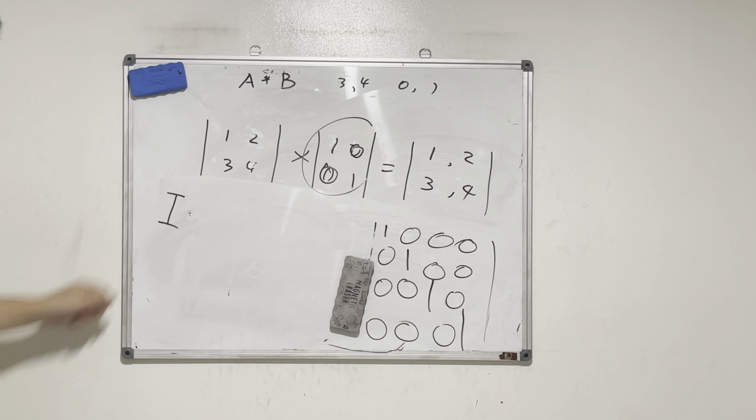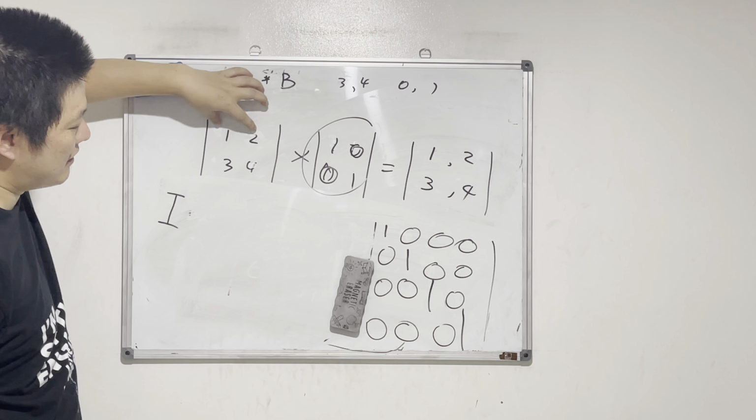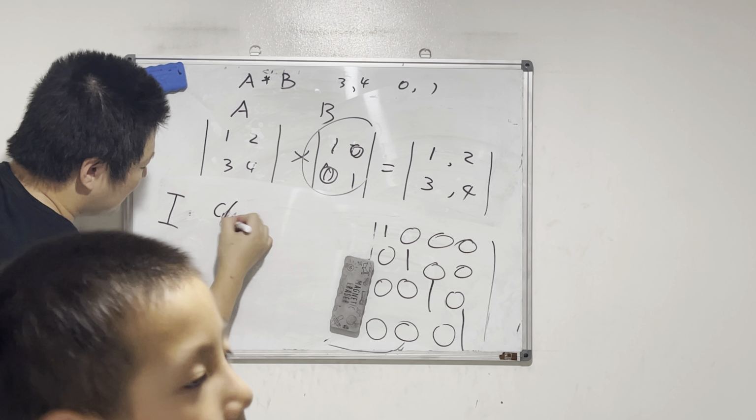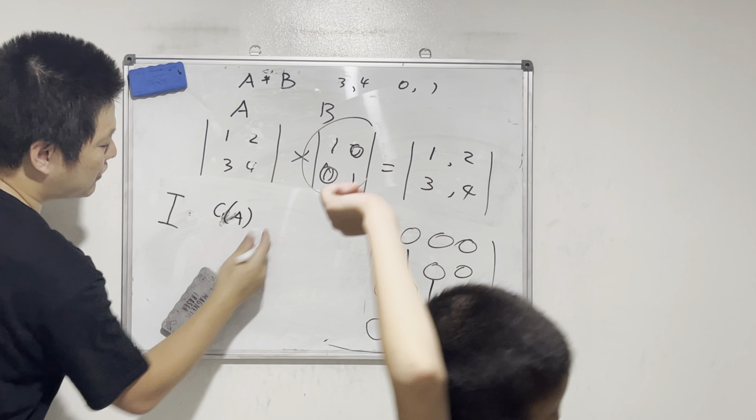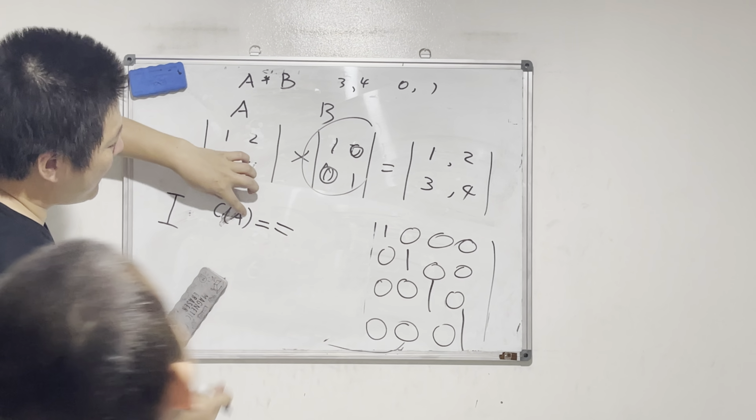Look, in order for the multiplication to happen, the number of rows of B needs to equal the number of columns of A. Let's say CA needs to equal what?